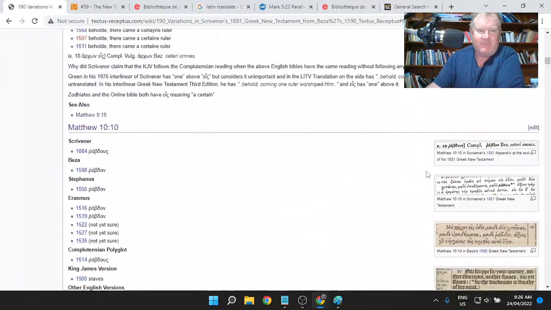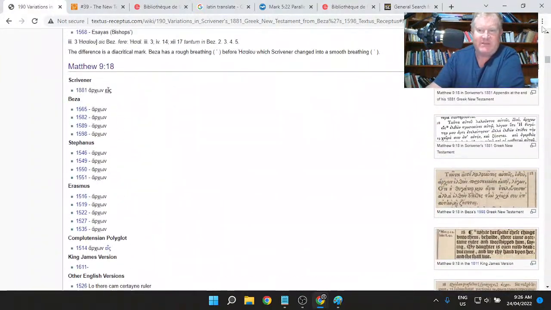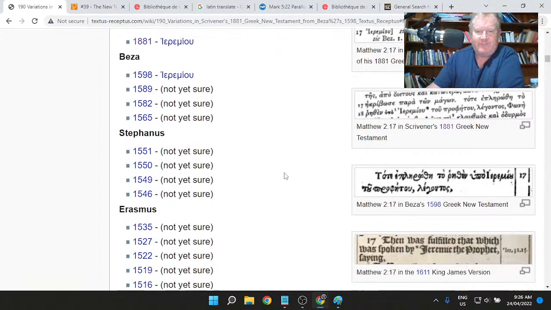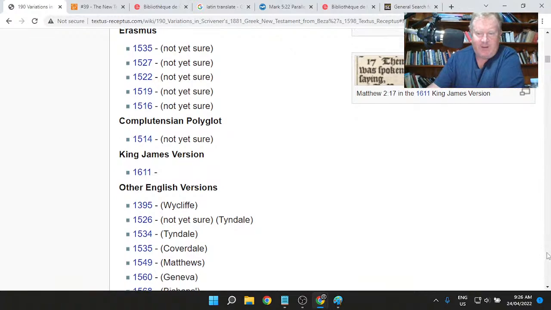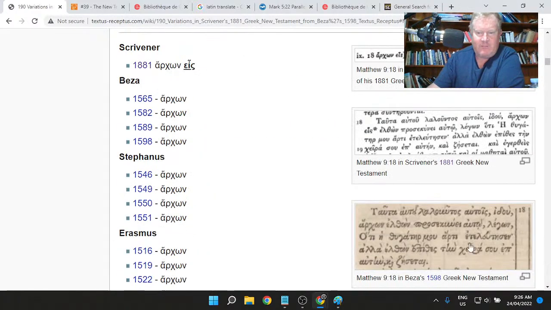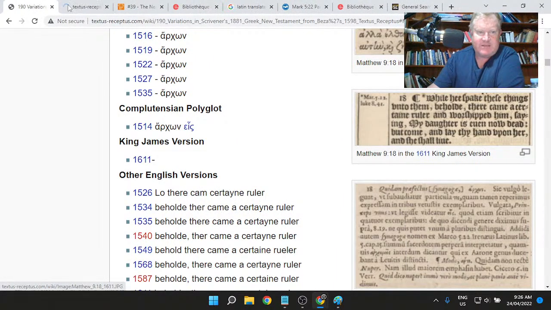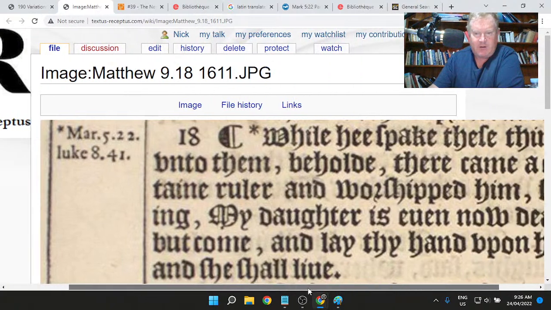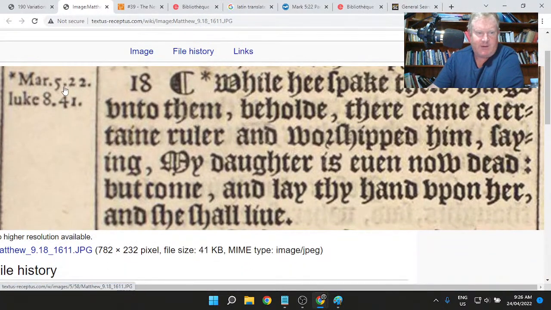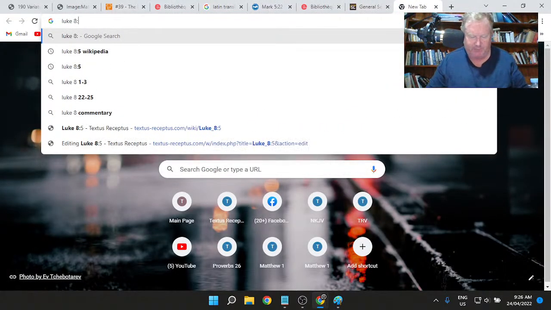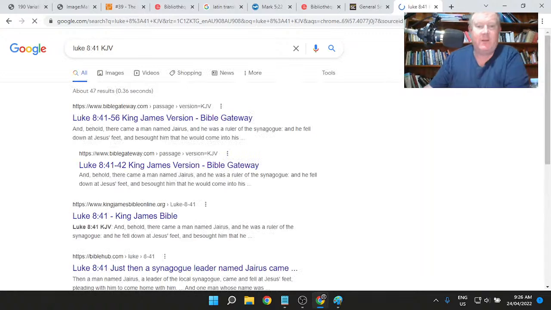Oops, and then I lose my spot. So I'll just go back up to 175. Okay, that's helpful. Now I'll open the King James. Let's have a look at what that says. Okay, so notice he's got Mark 5:22 here. Luke 8:41 will be another interesting one to look at. Luke 8:41 KJV.